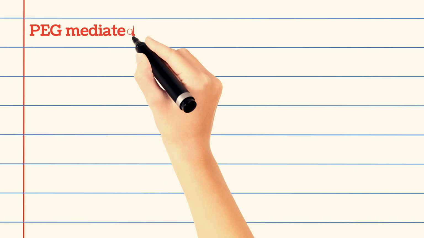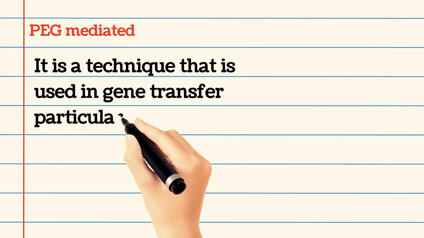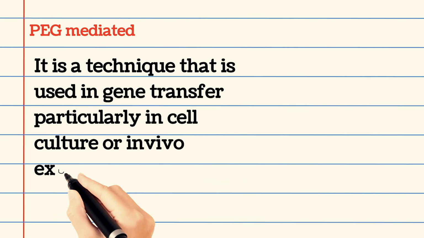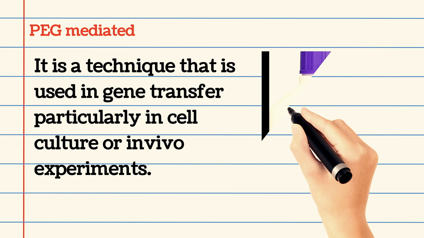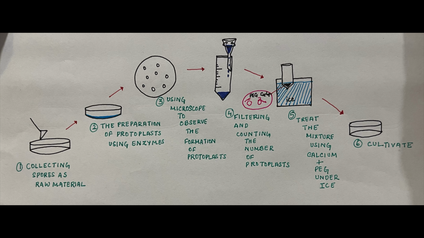PEG mediated method is a technique that is used in gene transfer, particularly in cell culture or in vivo experiments. It involves the use of PEG to fuse cell membranes, allowing the transfer of genetic material such as plasmid DNA or viral vectors into the targeted cells. PEG helps overcome the barrier posed by the cell membrane, facilitating the introduction of foreign gene DNA into the cells.